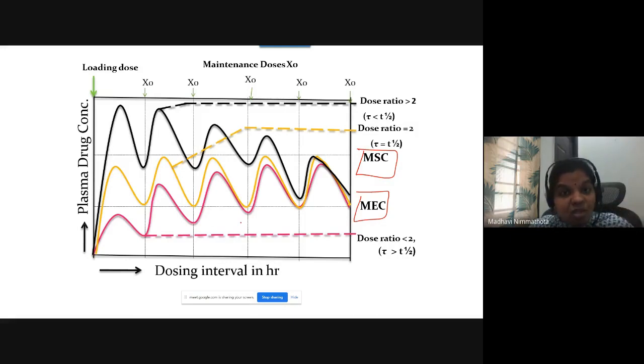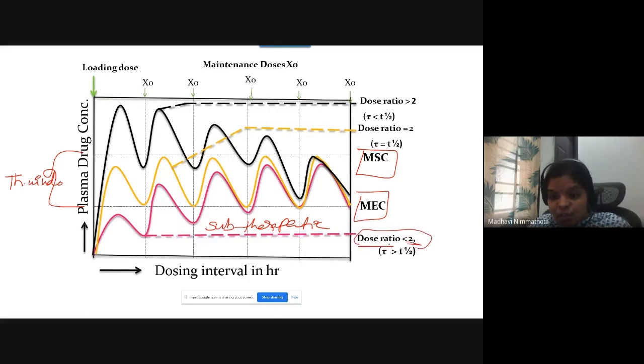In some cases, some drugs will fluctuate into the subtherapeutic level also. The range where the drug fluctuates between this MEC and MSC is called the therapeutic window. Right? Below this MEC level, we may call it the subtherapeutic level. See here, some pink lines are going into this subtherapeutic level also. Here the dose ratio will be less than 2. This is a standard ratio.